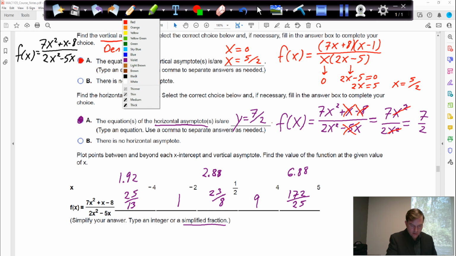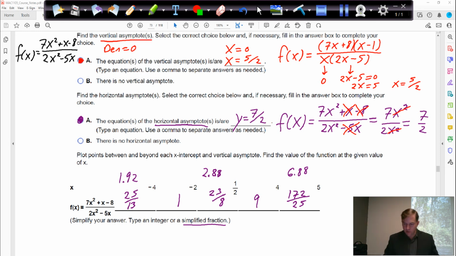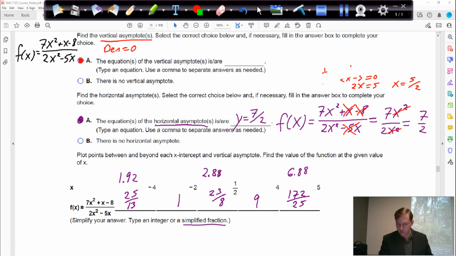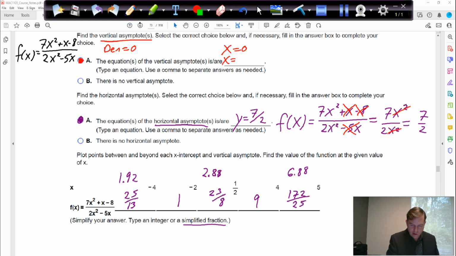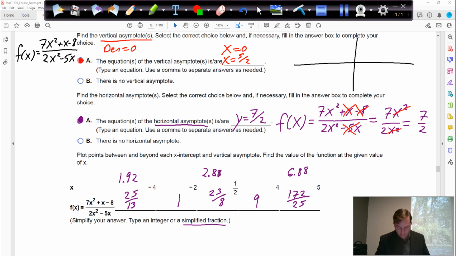Okay, so we got a lot to graph here. So we're going to have, let me get rid of this and get some free space here. So vertical asymptotes at 0 and 5 over 2. Okay, so we have a lot of x numbers to consider. Our x values of interest are negative 4 to 5. So let's go back to 5 here. Zero.